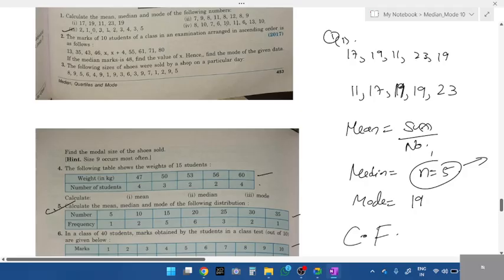Third question. What do we need to find, students? All the values, just mode. What is asked? Modal size means mode. How do you find it? First, arrange in ascending order. Whichever is presented more number of times, that is the answer. Is it clear? Start doing, students.